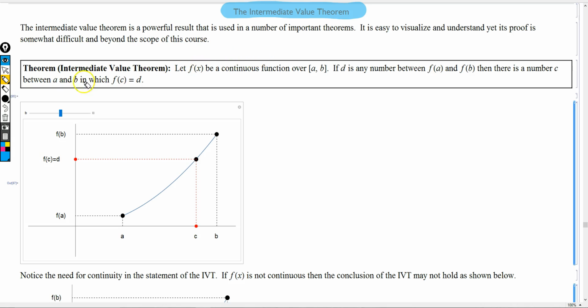So the theorem reads as follows. We let f of x be a continuous function over a closed interval [a, b]. If d is any number chosen between f of a and f of b, then there is a number c between a and b in which f of c equals d. So that's the statement of the theorem. Let's take a look at the graphic down here which will illustrate it.